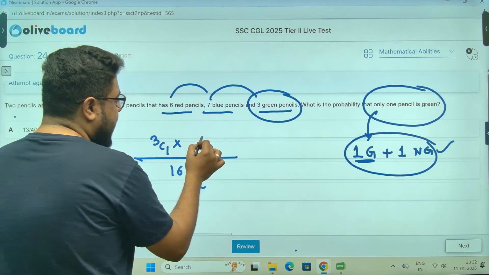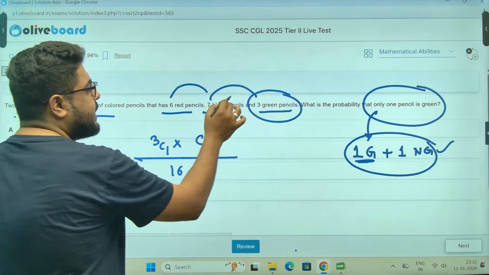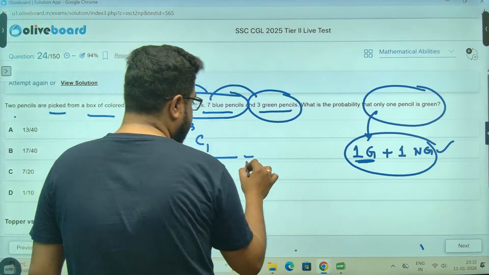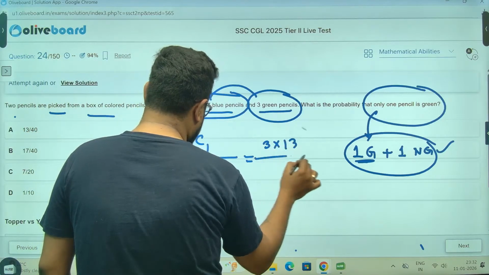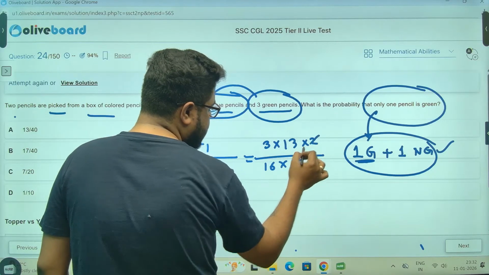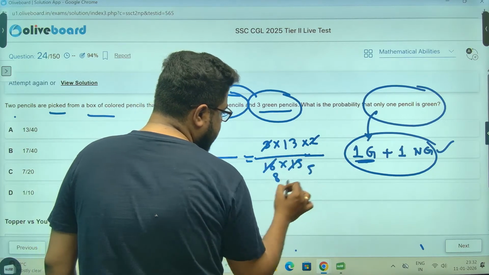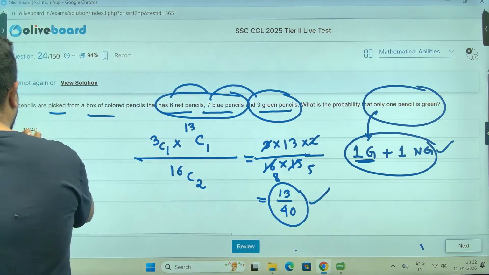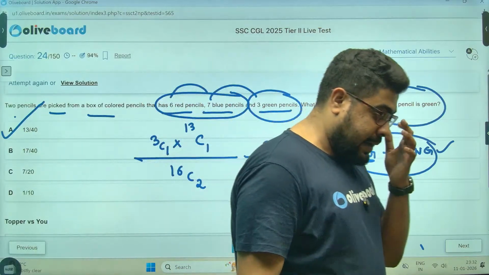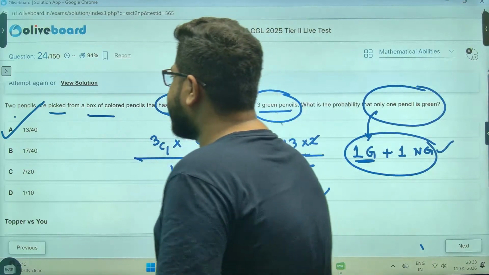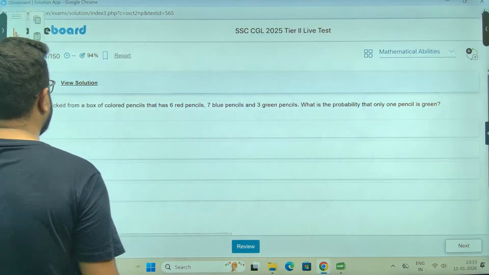The other one I will pick from where? Anything other than green, meaning out of 6 and 7, that is 13C1. So this will be 3 into 13 divided by 16 into 15 by 2, meaning this will go up. So 2 8s are this, 3 5s are this. 13 by 40 is the answer. 13 by 40, again option A only. That is there in option number A only, sir. You see, not a very difficult question. You can solve it very easily.